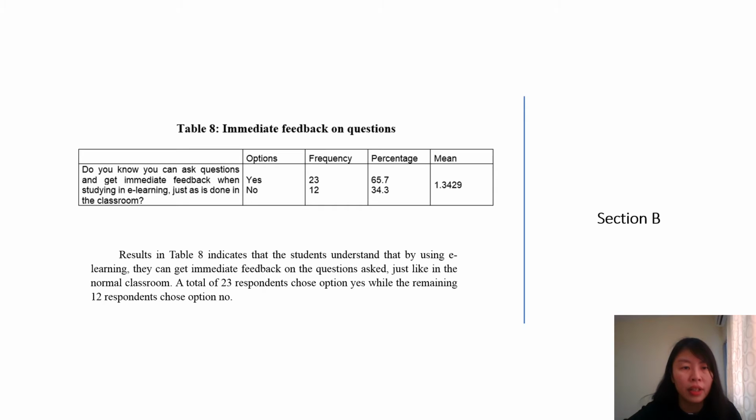And for Table 8, it shows that the students understand that by using e-learning, they can get immediate feedback on the questions asked, just like in the normal classroom. A total of 23 respondents chose option yes, which means they can understand, while the remaining 12 respondents chose option no, which means they still feel doubt about it.